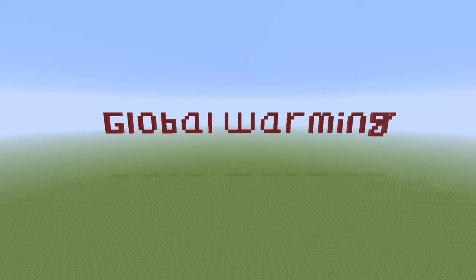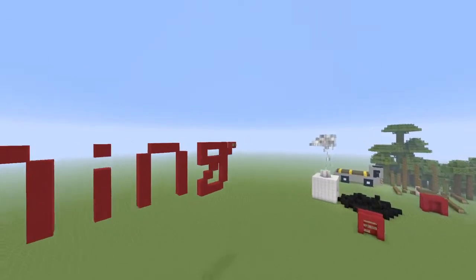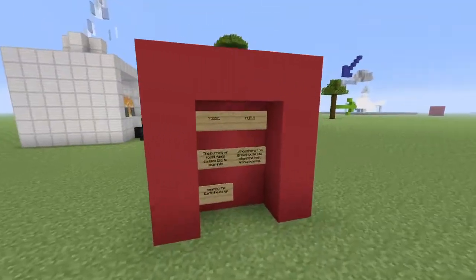Introduction for our science class 8Y1 about global warming. Global warming, by Jamie and John. First we have fossil fuels.